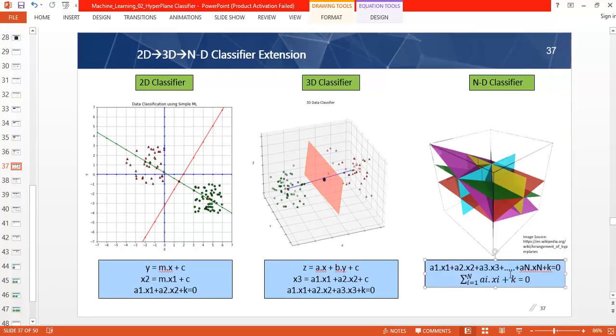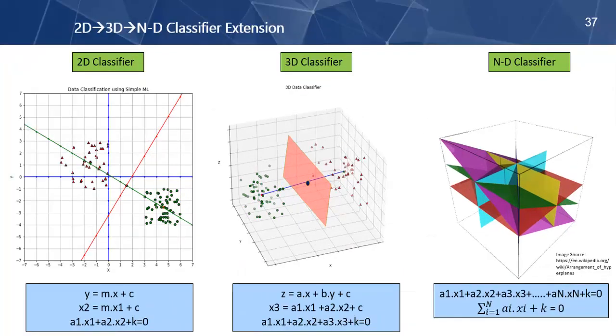Plus an is a coefficient and xn. I could not use a subscript there, but an into xn plus k is equal to 0. So the generalized equation in the series form is the summation i equals 1 to n of ai into xi plus k equals 0, and this same equation can be written for 3 dimensions or 2 dimensions or any dimensions.